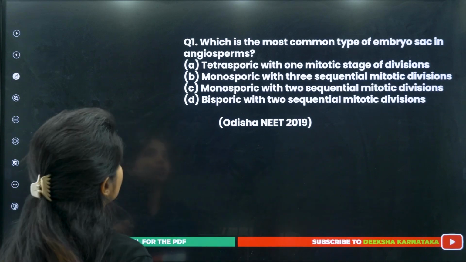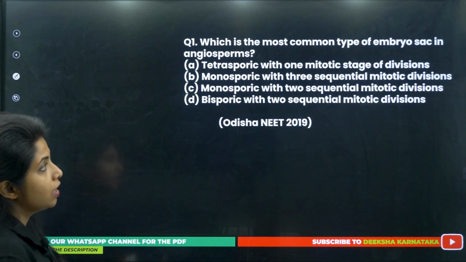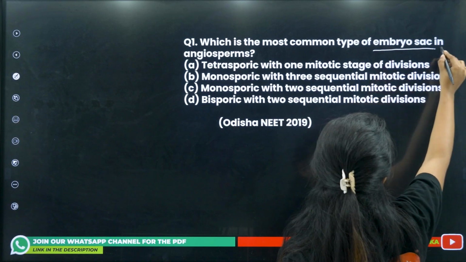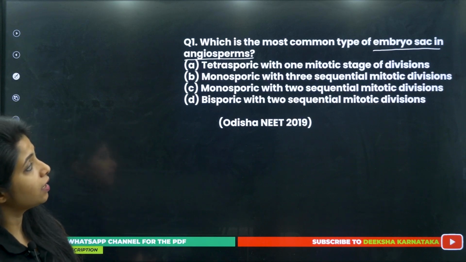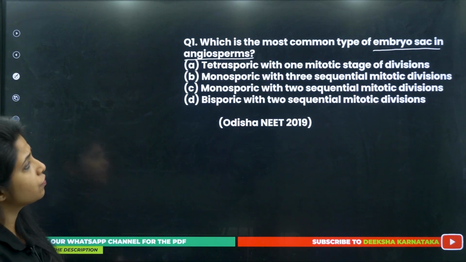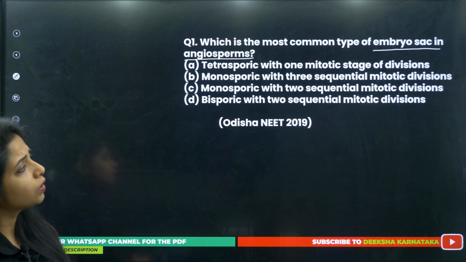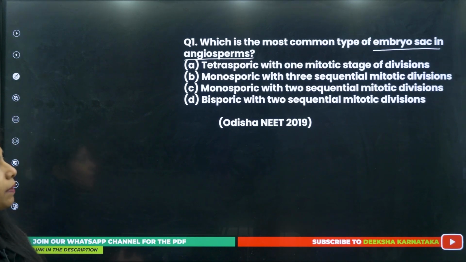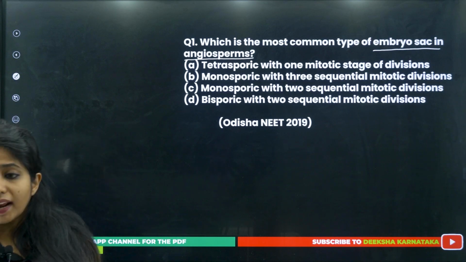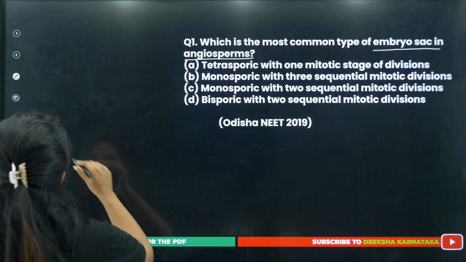Okay, now which is the most common type of embryo sac in angiosperms, children? You're talking about embryo sac and it's about angiosperms. Fine. First one, tetrasporic with 1 mitotic stage of division, monosporic with 3 sequential mitotic division, monosporic with 2 sequential mitotic division, bisporic with 2 sequential mitotic division. What is a common type of embryo sac? How is embryo sac being formed? That is what's the question.